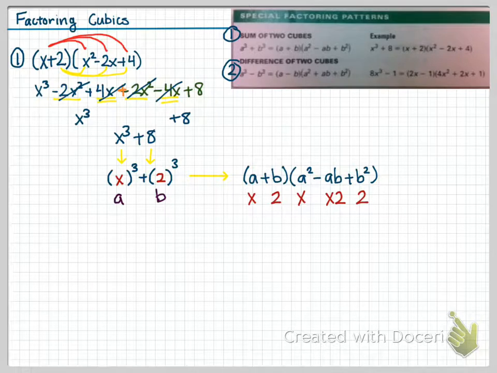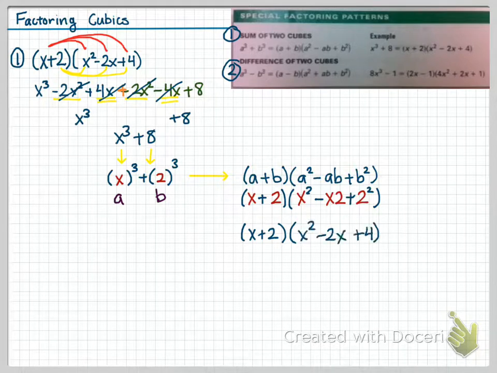So everywhere there's an A, we put an X. Wherever there's a B, we put a 2. And then we fill in the blanks with the blue stuff, the parentheses, the pluses, the squares, the minus. So you fill that all in, and then you work out what you need to work out. X plus 2, just X plus 2. In the trinomial, it becomes X squared. You put the 2 in front of the X, and that becomes minus 2X. And then 2 squared is equal to 4.